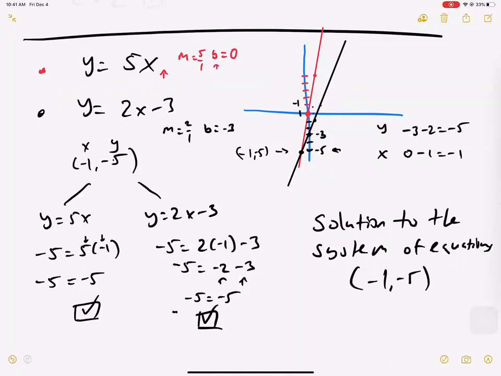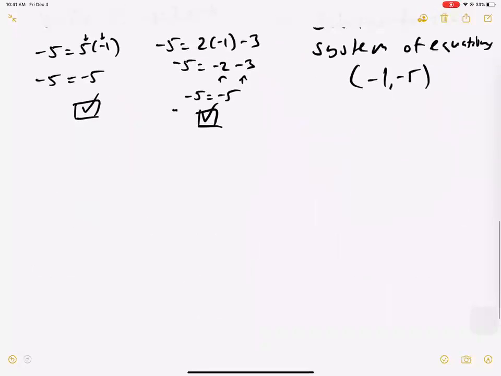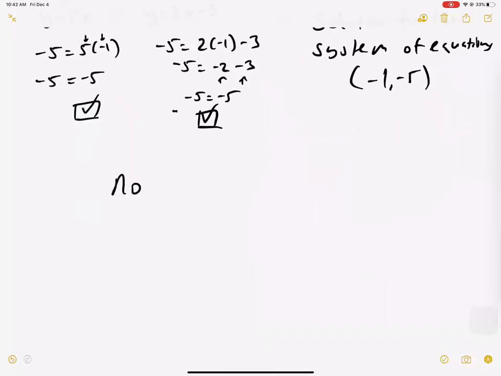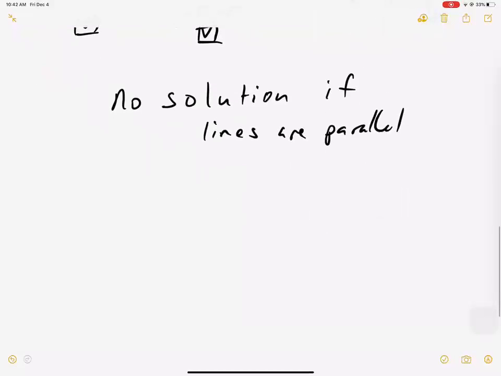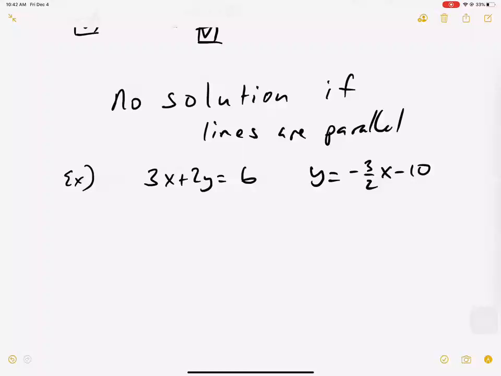And in some cases, there are no answers. So there's only one time, as we mentioned before, that there's no solution: if lines are parallel. So I'm going to ask you right now if there's a solution for this next set of equations. 3x plus 2y equals 6, and y is equal to negative 3 over 2x minus 10. Okay, I want you to take a look here and tell me, will there be a solution for these two lines? Will they ever meet?